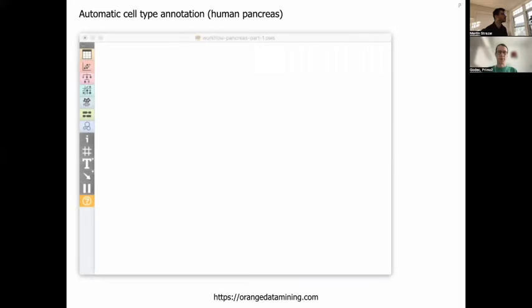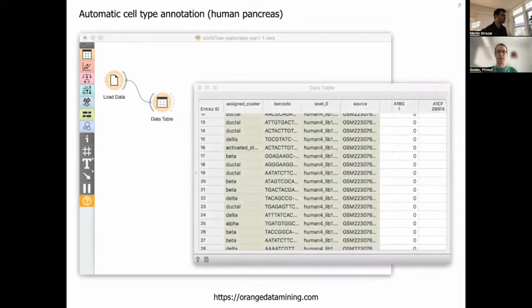In our paper, we present a new algorithm for annotating single cell data with the cell type. And here we will present a short background on the method.